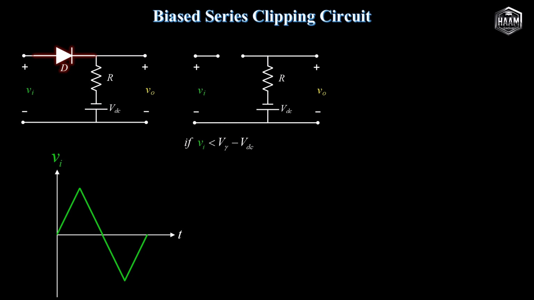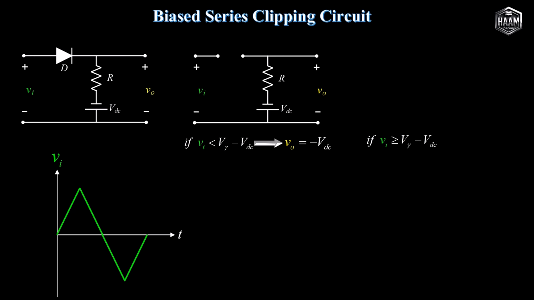When V sub I is less than V sub gamma minus V sub dc, the diode remains off and acts as an open circuit. Consequently, no current flows through the circuit, resulting in zero voltage drop across the load resistor, which sets V sub O equal to negative V sub dc.